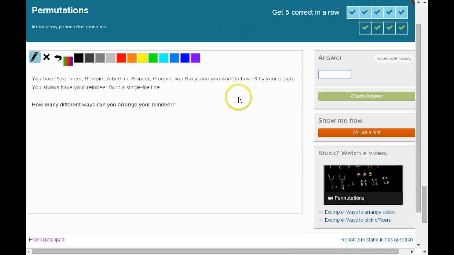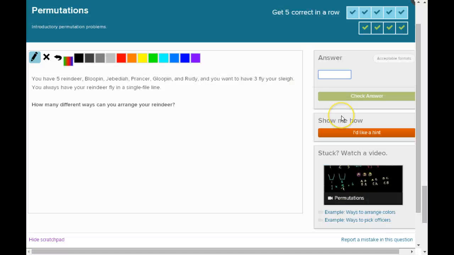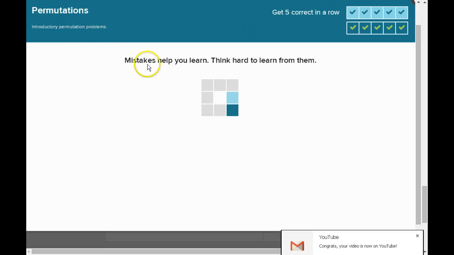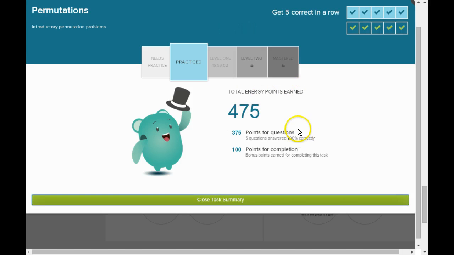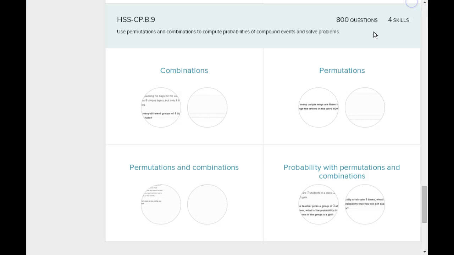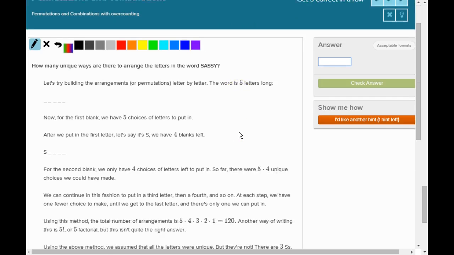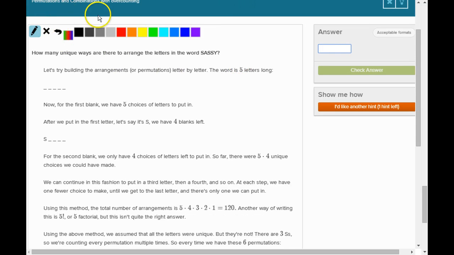And now we got five and we want three, and we did that here, that was 60. So that's how you'll do the permutations problems, okay? Not overwhelmingly difficult, I hope. I hope you look at those and say, oh, I can do those, piece of cake. But they are going to start to get a little bit harder, so I'll work through a couple of these with you. You're going to be doing permutations and combinations, and this one talks about overcounting.